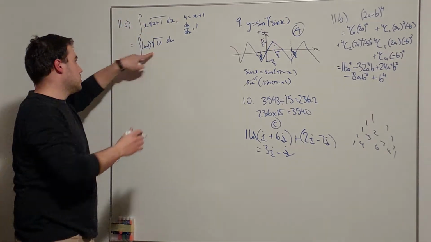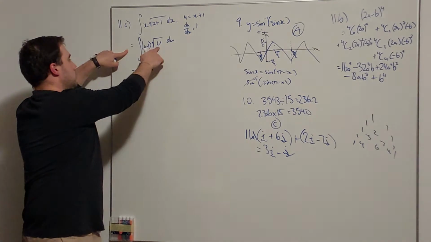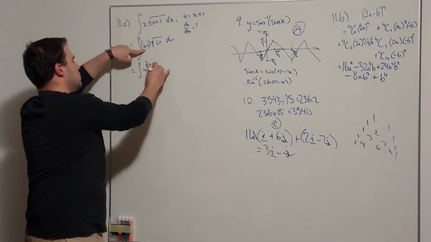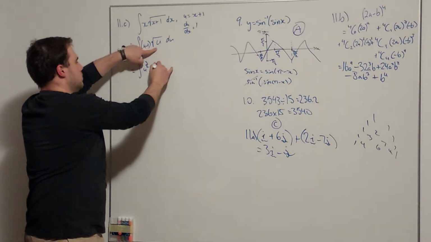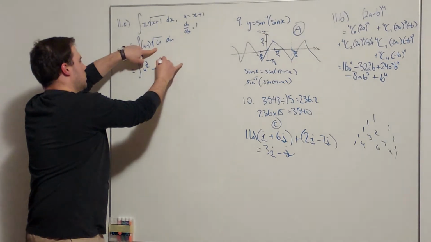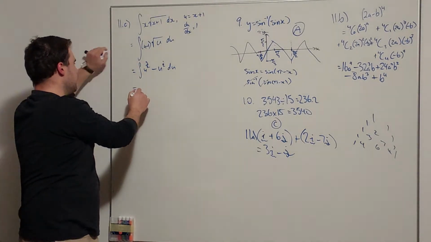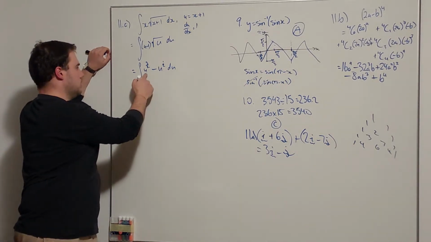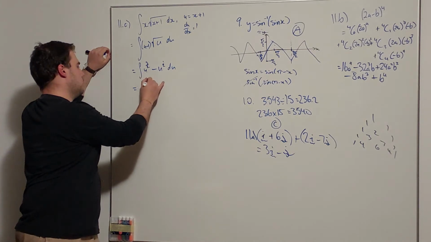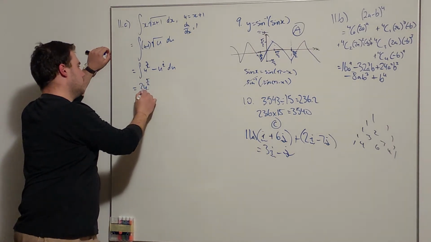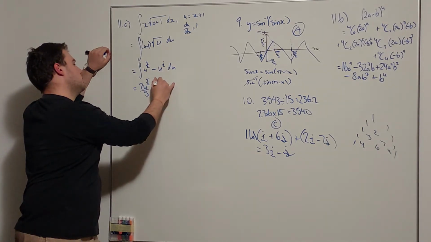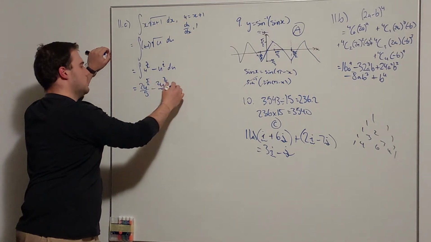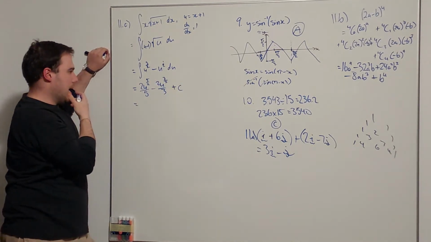Now if we distribute the square root u as u to the half, we're going to get u to the 1 times u to the half. It's going to be u to the 3 on 2 minus 1 times u to the half du. So now we've just got to use our power rule. So add 1 to the power and divide by the new power. So find the new power, divide by the new power, plus constant of integration.